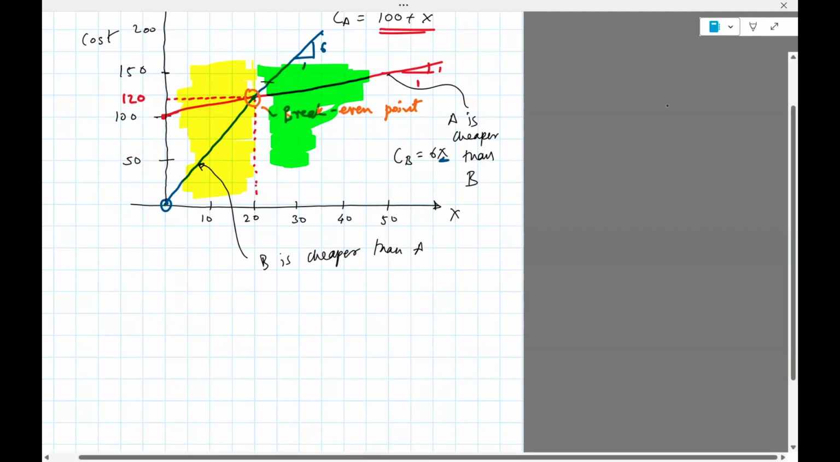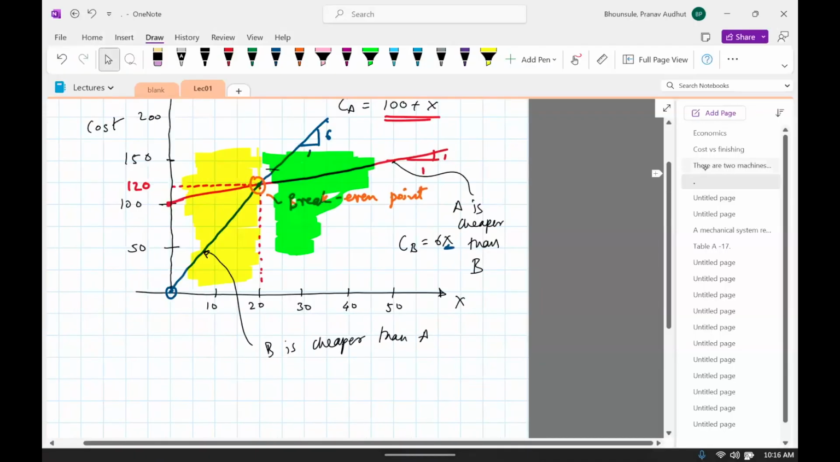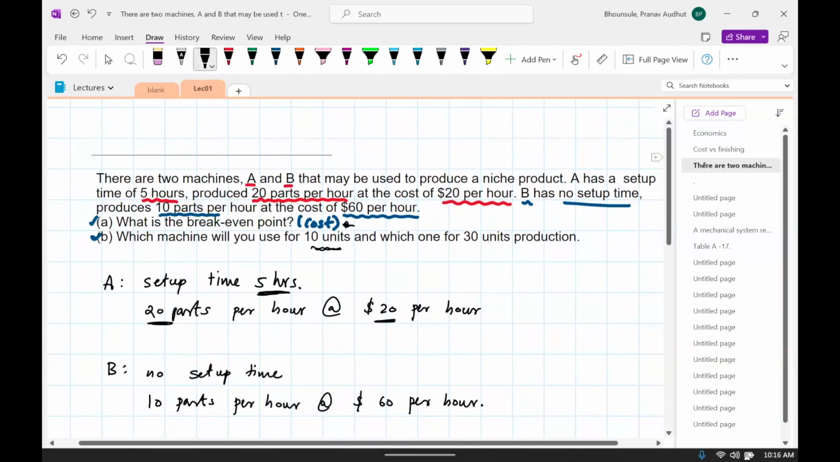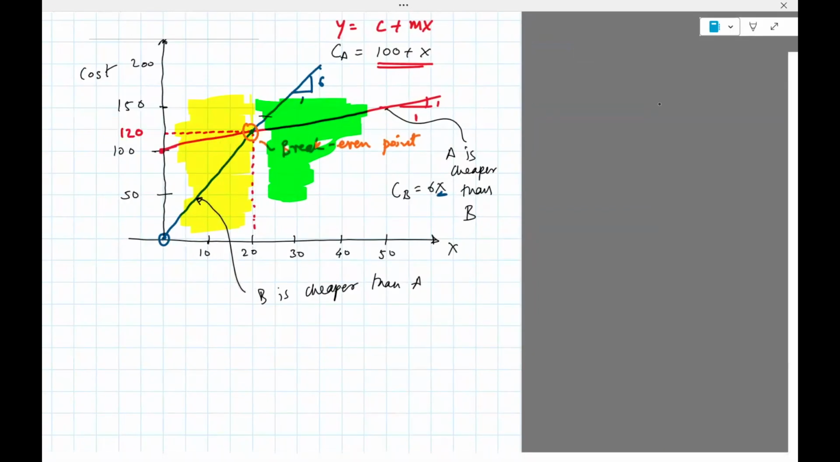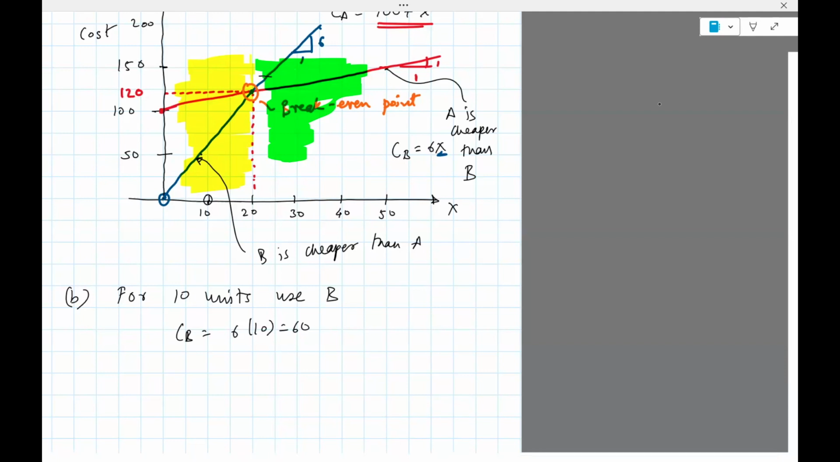Okay, so that's the inflection point. So now the second question, which asks you to figure out which machine you will use for 10 units and which one for 30 units, can easily be answered if you look at this plot. If you want to do 10 items, you choose the cheaper one. So let's say B for 10 units, clearly B. So the cost is 6 times 10, which is 60.